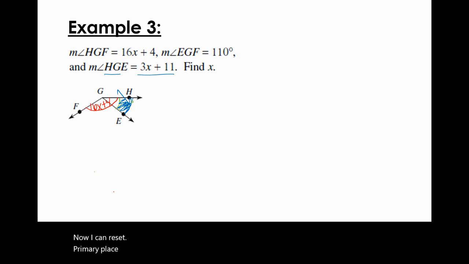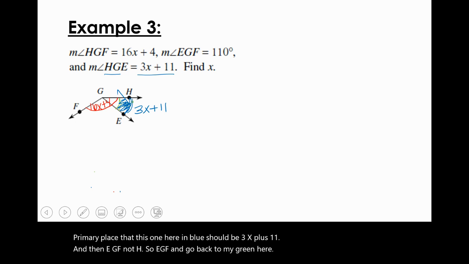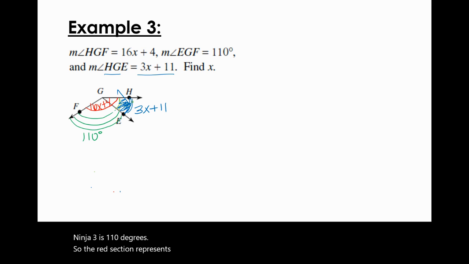This one here in blue should be 3x plus 11. And then EGF, not H. So EGF, let me go back to my green here, is 110 degrees. So over here, this section is 110 degrees. The red section represents the entire angle. The green section only represents this section, and the blue only represents this one.